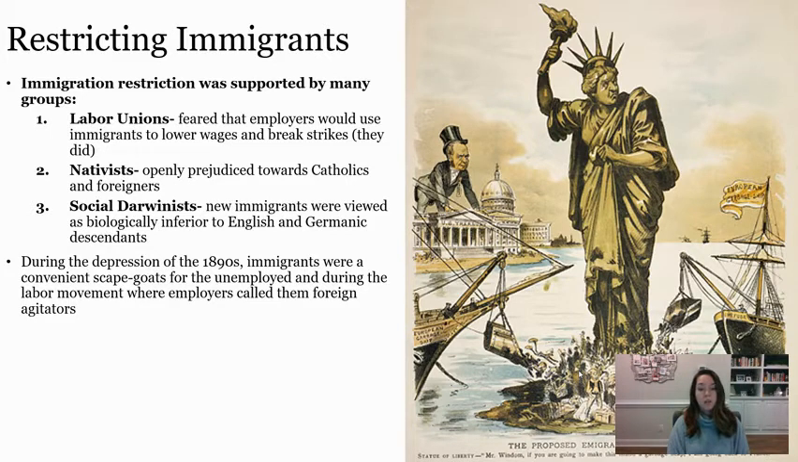Anytime there was an economic depression or recession, immigrants were a very convenient scapegoat. Again, that's even something that you'll see today, that there are certain groups that when times are tough, they look for someone to blame. And so if you're unemployed, the immigrants were very often a group that were blamed for the depression or the economic downturn.